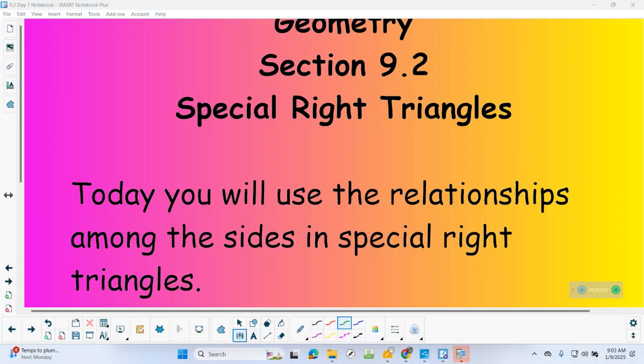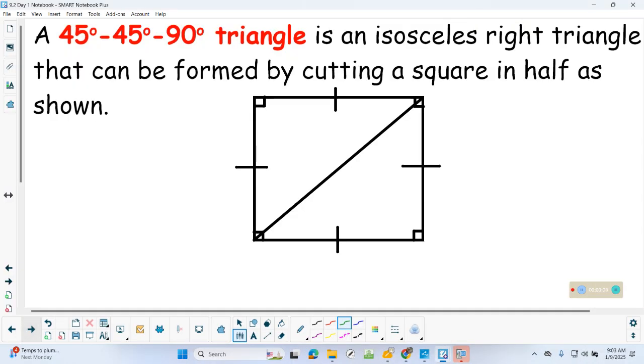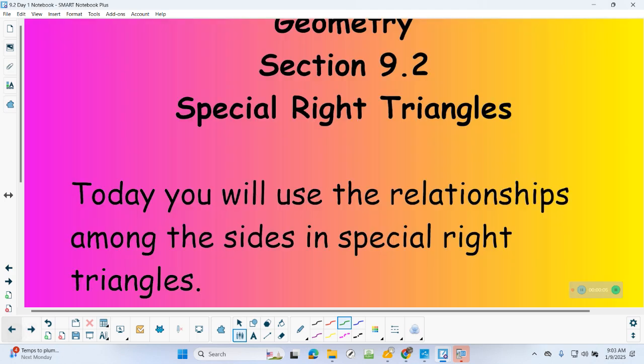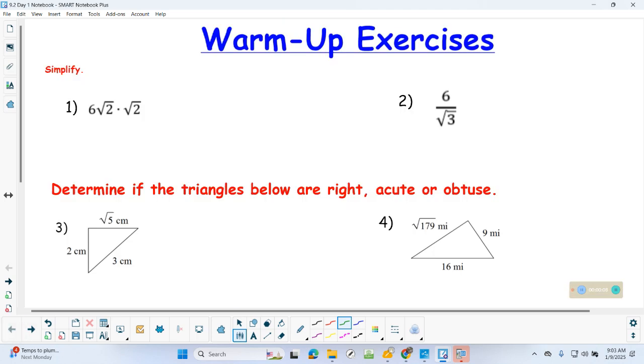Go. Before we get into our shortcuts and our special right triangles, let's just do a couple practice problems here to warm it up. Let's just review our square root knowledge. Now remember, no mixing and matching, meaning you can't multiply a 6 and a 2 together. One's in a root, one is not. You can only do the root numbers together.